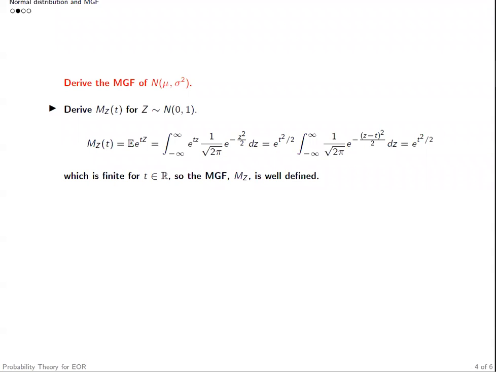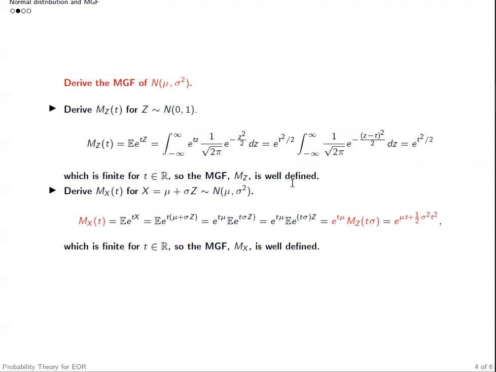Okay, the next step is to consider the location-scale transformation, mu plus sigma times Z. This transformed random variable, or this function of random variable Z, follows the normal distribution with mean mu and variance sigma squared.